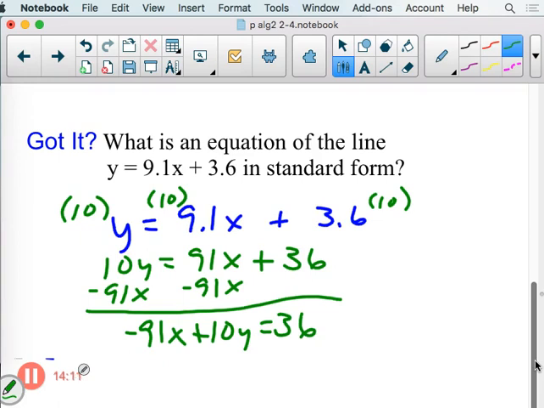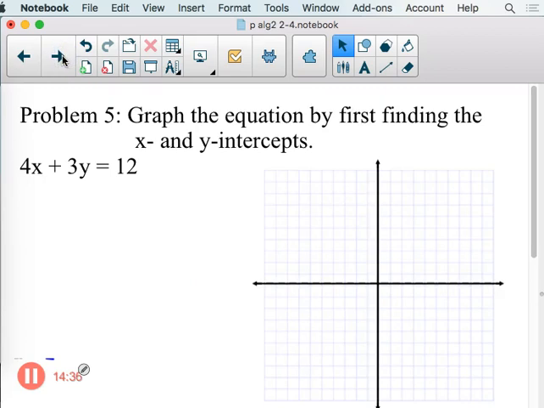Now, you could argue, is that really simpler than y equals 9.1x plus 3.6? I mean, is that simplifying? We're not trying to simplify. We're trying to put this in standard form. And so each form is unique and it does different things. We just want to know, how do I get this in this different form? And then we stop. Okay? So it's not necessarily simplified. It's just different.